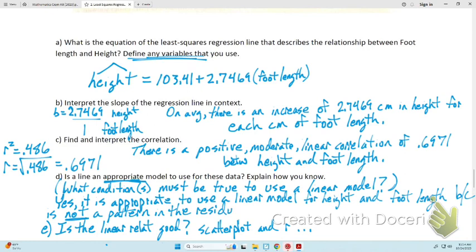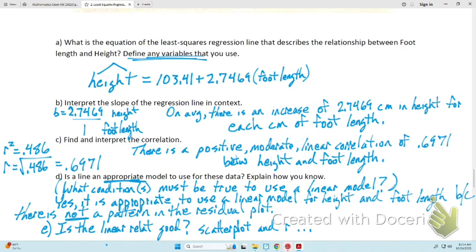Kind of crowded at the bottom of the page. All right, let's reread it. Yes, it is appropriate to use a linear model for height and foot length because there is not a pattern in the residual plot.